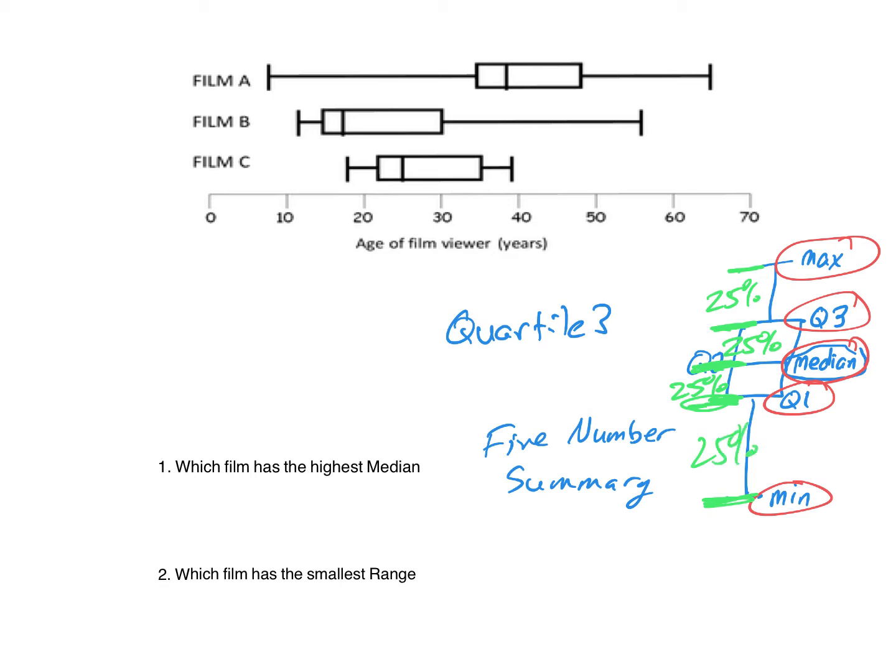So between min and Q1 is 25%. Between Q1 and median, 25% of the data. We're talking numbers, 1, 2, 3, 4, 5. Hey, there's 12 pieces of data, 12 pieces of data, 12 and 12. So between median and Q3, 25% of the data. Between Q3 and max, 25% of the data.